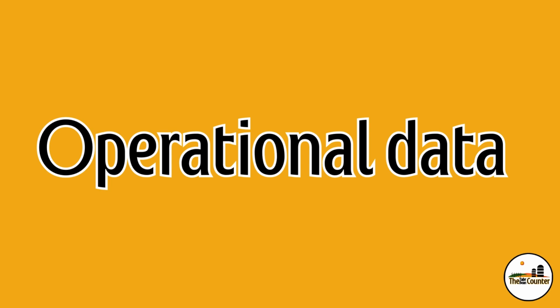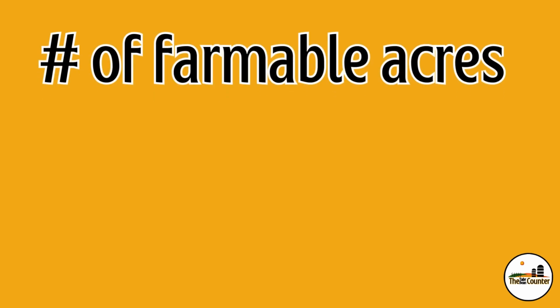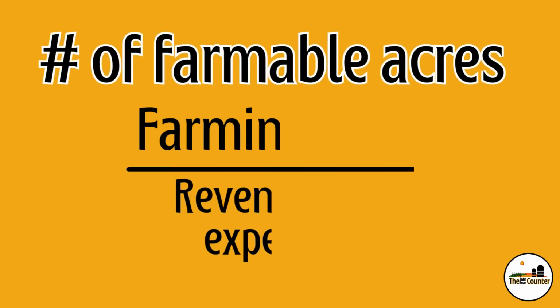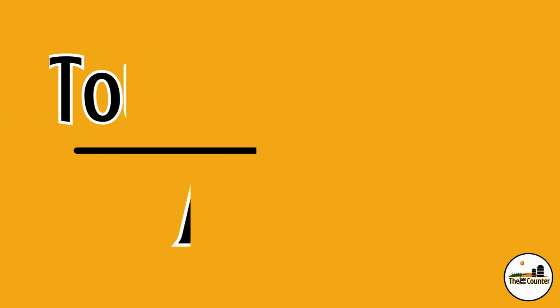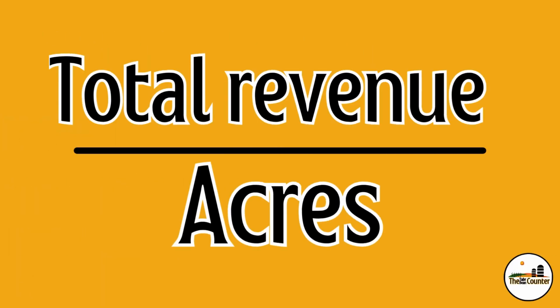Another way to look at profitability is by using operational data. The main factor to use is the number of farmable acres. Using farming acres and dividing by the farm's revenue and expenses, you can arrive at insights that can help you make better decisions for your farm. For example, total revenue divided by acres can show the effectiveness of your marketing plan or how the mix of your crops impacts your total sales.